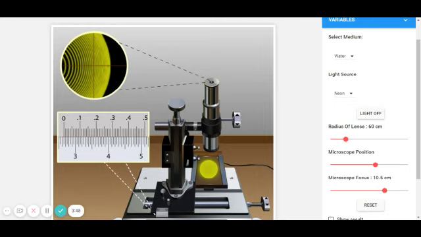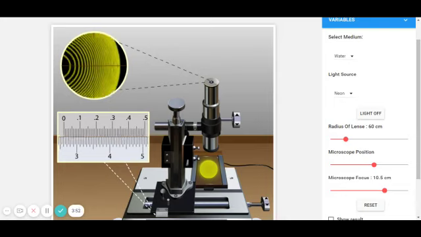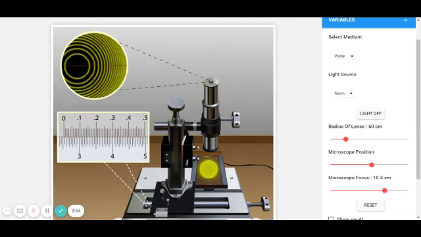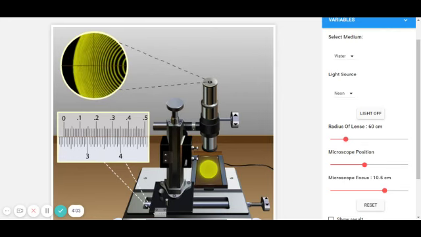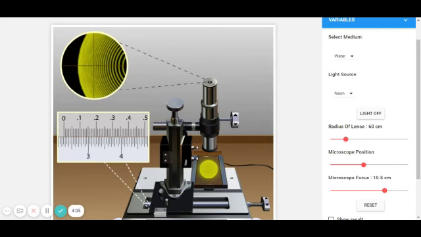Move the crosswire and take the readings of the 18th, 16th, and so on up to the second ring. We have to take the readings of the rings on either side of the center dark ring. Enter the readings in the tabular column and calculate the refractive index of the medium using the given formula.